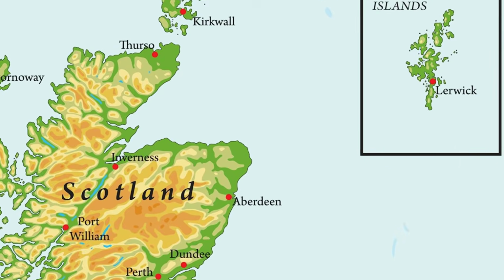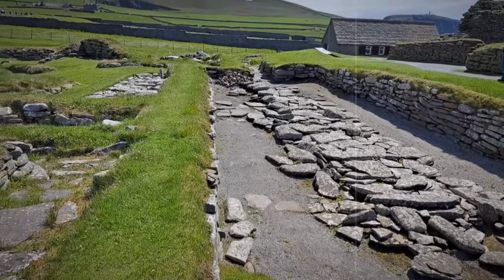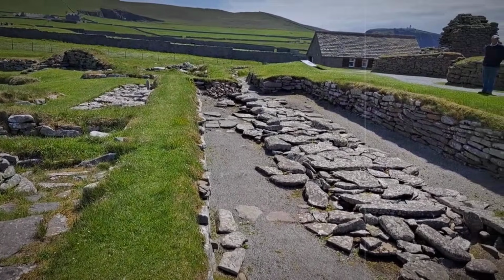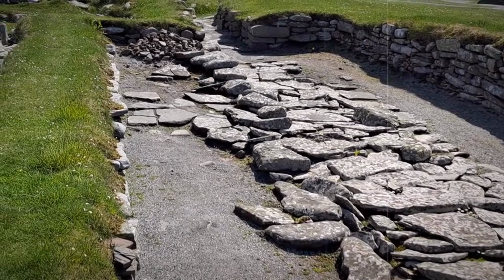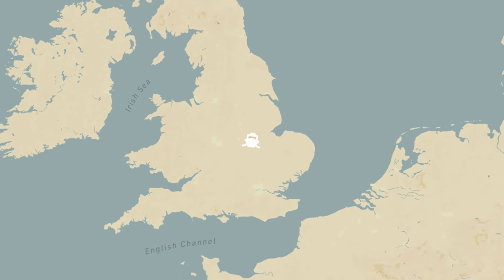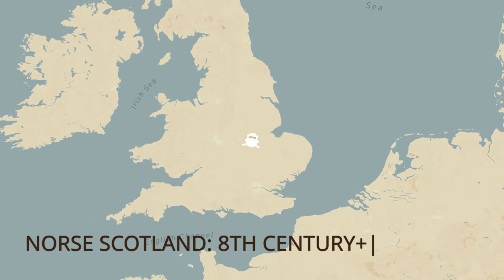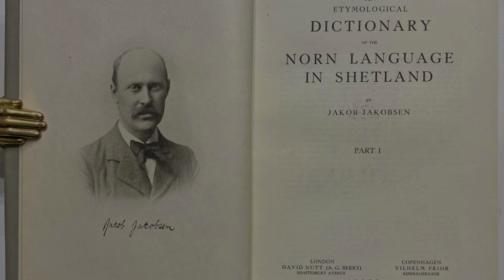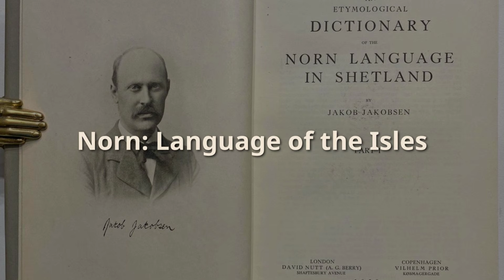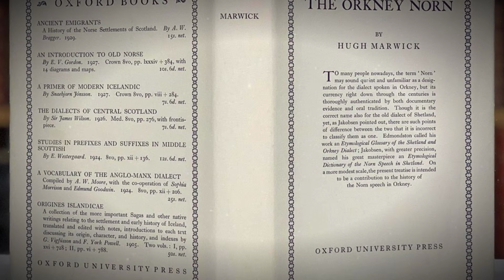Move north and east from the Hebrides and you enter a different world, the far north of Scotland, where the Norse presence was not just a historical episode, but a cultural transformation. The Vikings settled heavily in Caithness, Sutherland, and the Northern Isles, Orkney and Shetland, from the 8th century onward. In Orkney and Shetland, the Norse language, Norn, survived until the 18th century. Even today, the dialects of these islands carry Norse vocabulary.